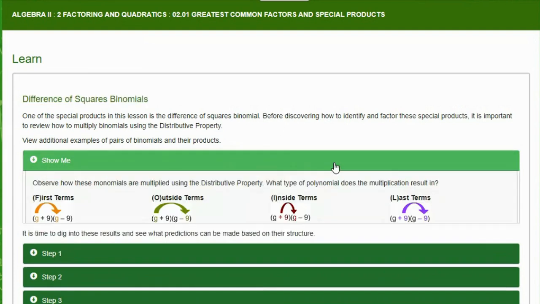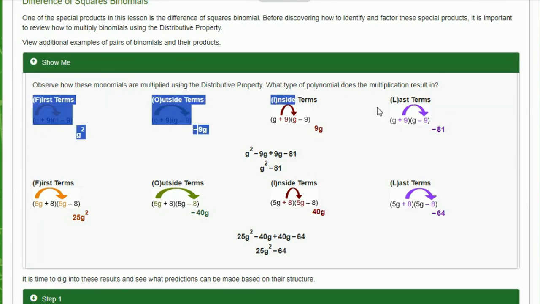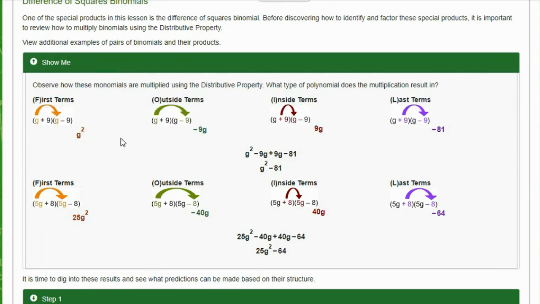So let's look at a few things. First, how do we multiply 2 binomials together? You multiply the first term, the outside term, the inside. So you can use the FOIL method if that helps you remember it. When you have 2 binomials and you're going to multiply them together. So let's do a couple of examples like they're doing on there.